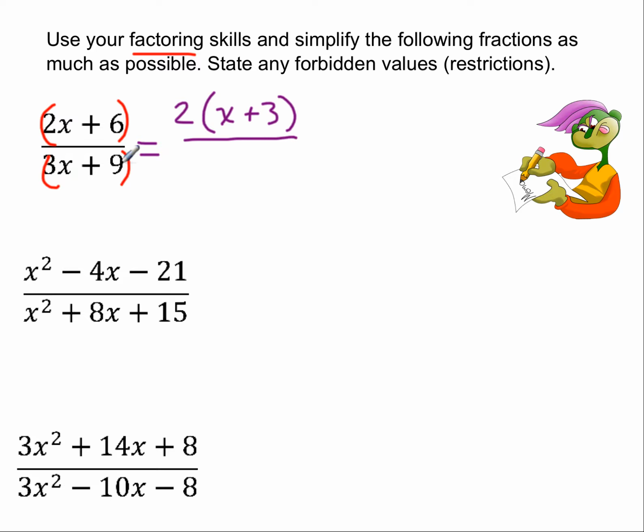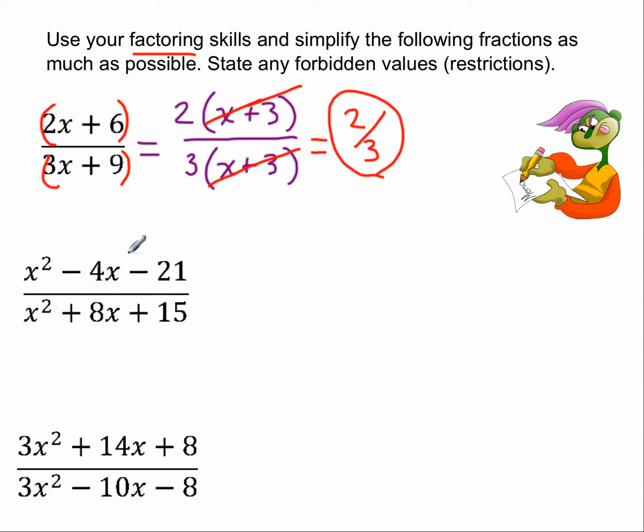Okay, on the bottom, what can I do? I can pull a 3 out. What do I have left? X plus 3. Ooh, do you see it? 2/3 won't cancel, but I have an x plus 3 on top and an x plus 3 on bottom. They're both in parentheses, and the parentheses are identical. So I can cancel this set of parentheses and this set of parentheses, because that essentially is like canceling out a 1. So what is this fraction when it's all the way reduced? 2/3. And that's it.